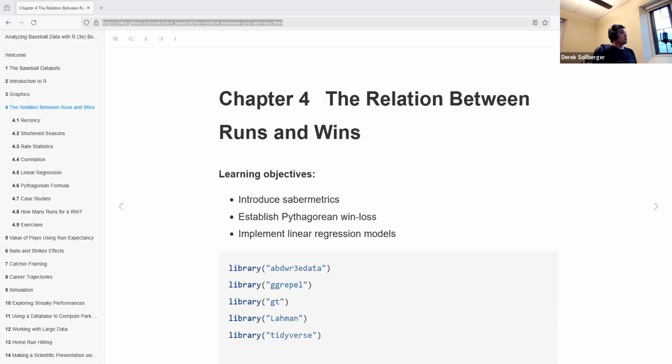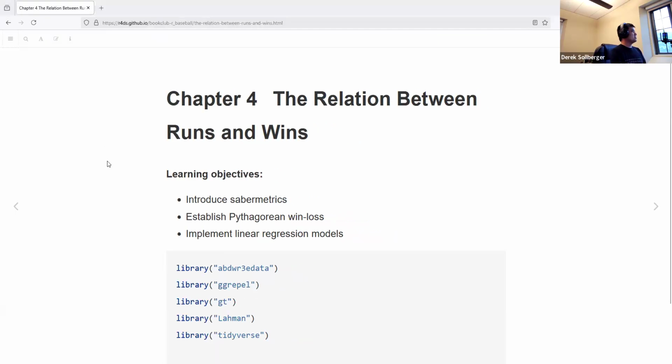As you can see, chapter 4 is about the relation between runs and wins. And I thought what we're going to do today via the learning objectives is to introduce some sabermetrics, establish the Pythagorean win-loss formulas, and more generally talk about linear regression models. Our route today, as you can see on the left side of the screen, is in a few sections that mostly follow the textbook. I tend to talk pretty fast, so at any moment, feel free to stop and ask questions.